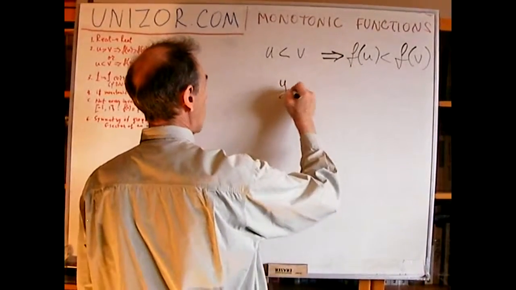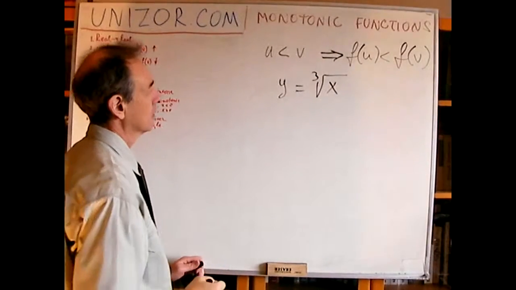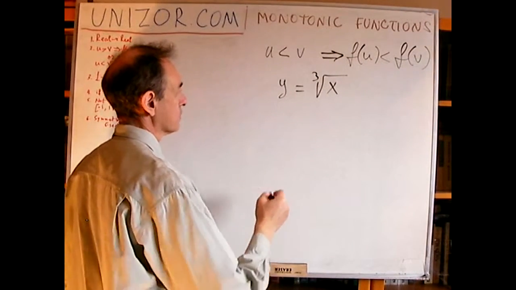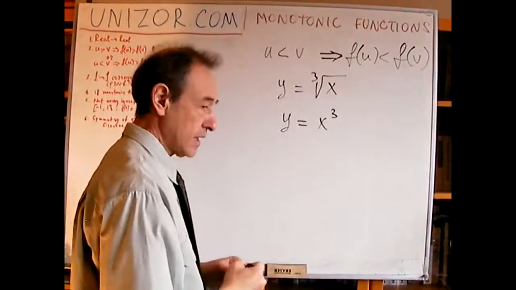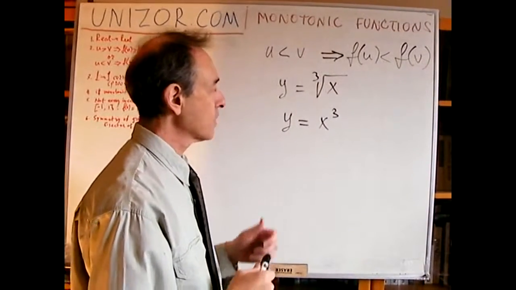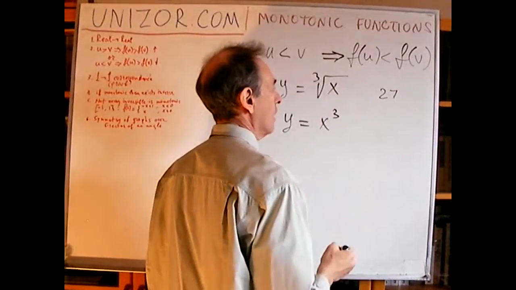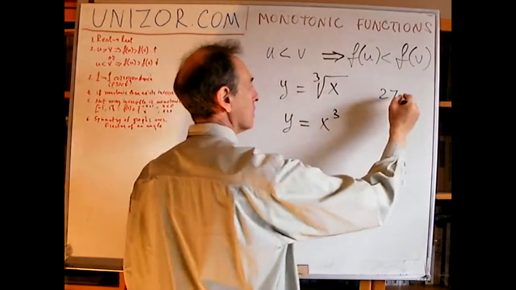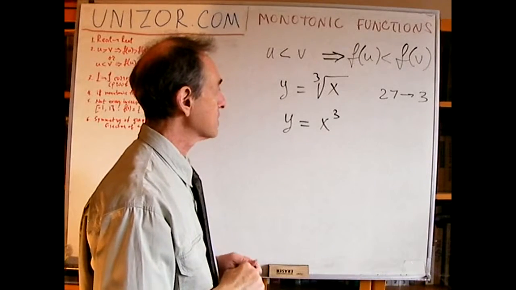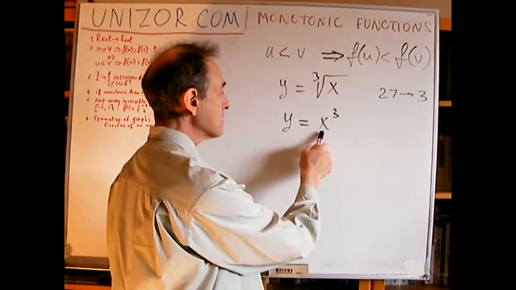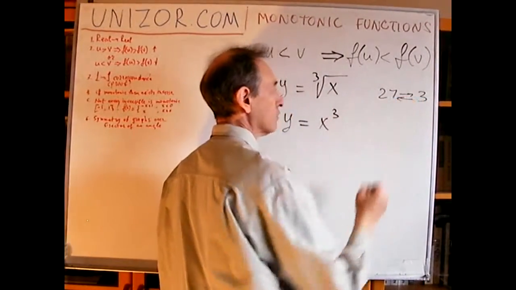One function would be y is equal to cube root of x, and inverse function would be x cubed. Now, let's just think about it. If we start with some domain element, for instance, 27, and apply this function, we will get 3, right? The cube root of 27 is 3. Now, if we apply the inverse function, 3 to the power of 3 would be, again, 27.